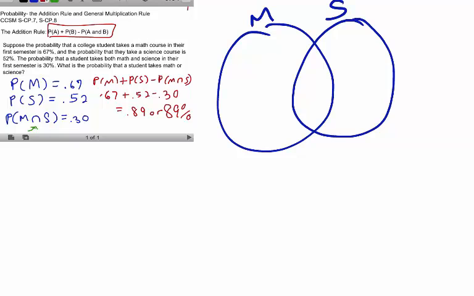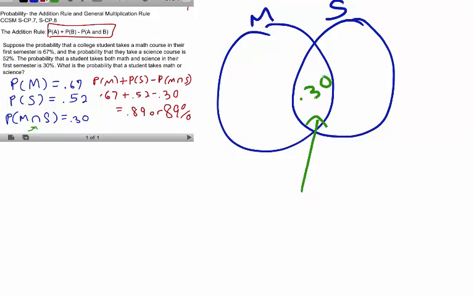The best strategy for filling in probabilities on a Venn diagram is to work from the inside out. So I look at the area where we have the overlap between the circles. This represents the probability of math and science, since this is a region shared by both. So I have 30% in this overlapping region.